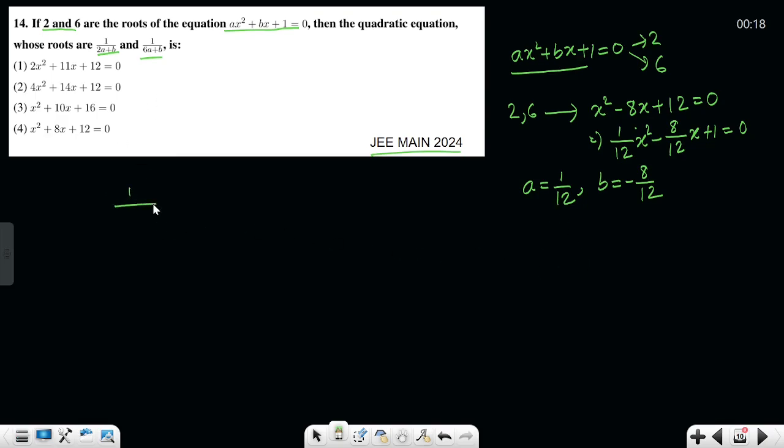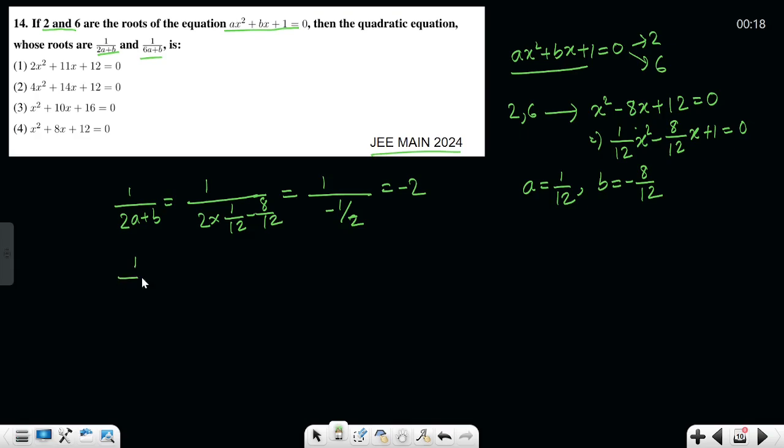So first we need to find the value of 1 by (2a plus b). Let us find. We will get 1 by (2 into 1 by 12 minus 8 by 12), right? So this is 1 by minus 6 by 12. Sorry, this is 1 upon minus 1 by 2. So this will be minus 2. We got the value of 1 by (2a plus b), which is minus 2.